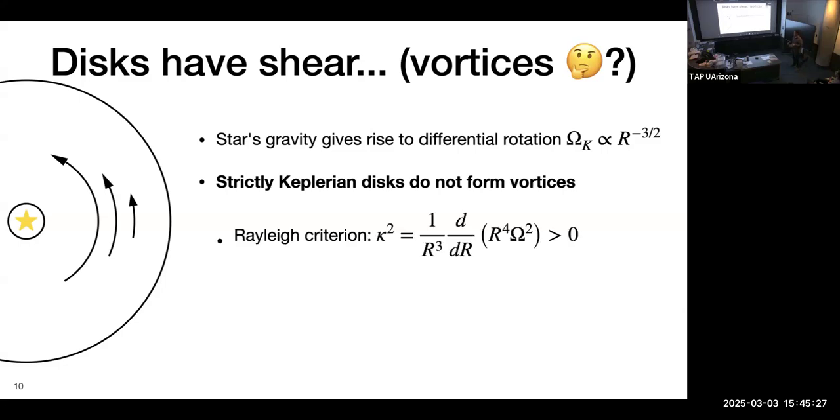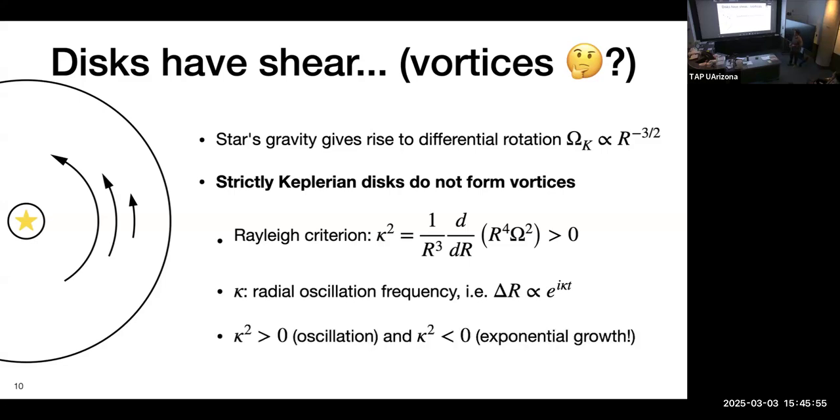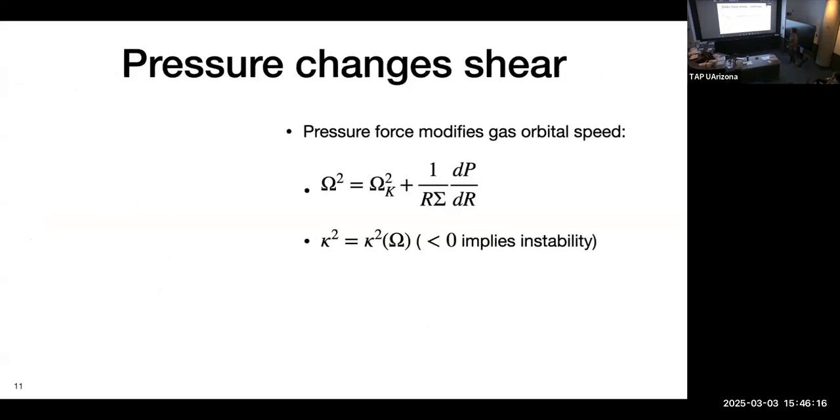The usually quoted criterion is called the Rayleigh criterion, where this kappa squared has to be greater than 0 everywhere. What is kappa? Kappa is the radial oscillation frequency, or epicyclic frequency. Basically it tells you if you have a nearly circular orbit, you can approximate it as a circular orbit with a little bit of radial oscillation. Kappa is the frequency that characterizes this radial oscillation. And why do you care about this kappa squared being positive? Well, kappa squared being positive means kappa is real. Kappa squared being negative means kappa is imaginary, which is bad news for a frequency, right? Because it has exponential growth instead of oscillating.